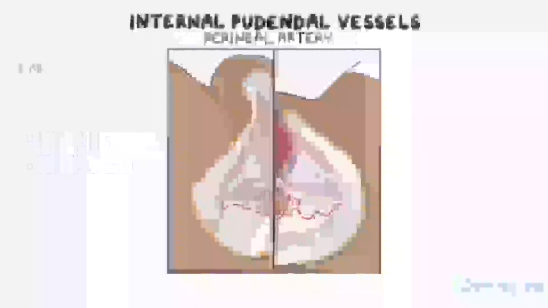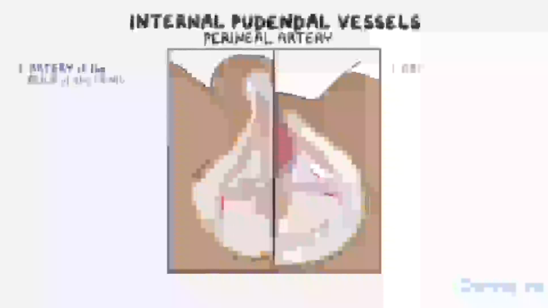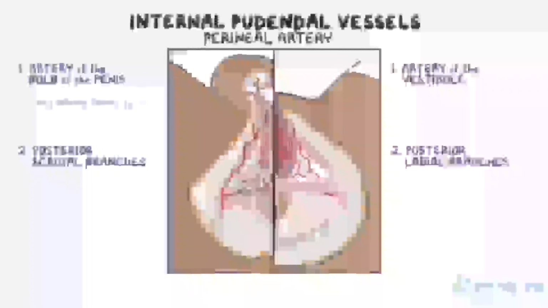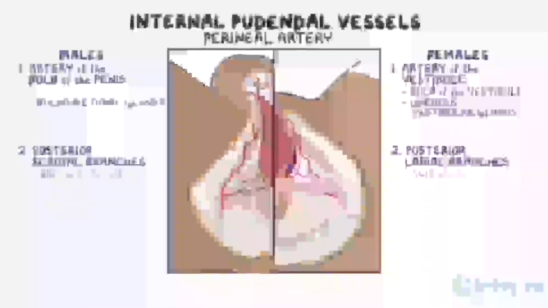Then, the internal pudendal artery gives off the perineal artery, which goes on to give off two branches, called the artery of the bulb of the penis or the artery of the vestibule, and the posterior scrotal or posterior labial branches. The artery of the bulb of the penis or vestibule supplies the bulb of the penis and the bulbourethral glands in males, and the bulb of the vestibule and the greater vestibular glands in females. The posterior scrotal or labial branches supply the skin of the scrotum or the skin of the labia majora.